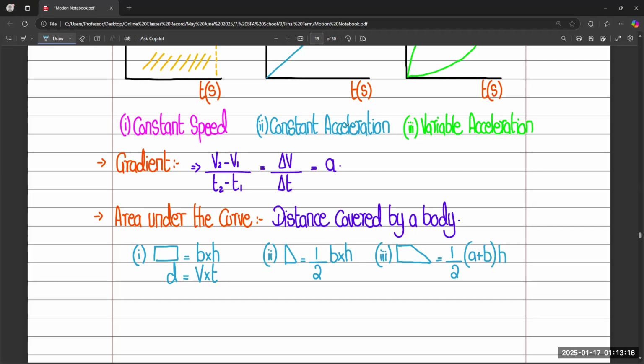A plus B into H. So this is the graphical representation for trapezium. So we only need to learn these three shapes because in our syllabus they only ask about these three shapes to find out the distance covered by the body using the graphical representation, that is the speed time graph.